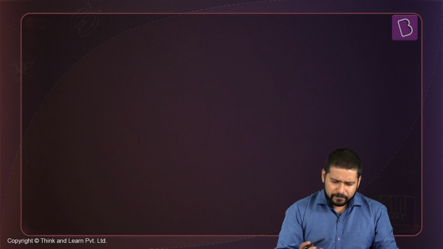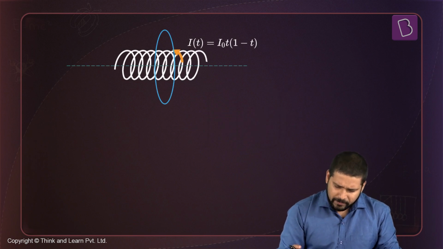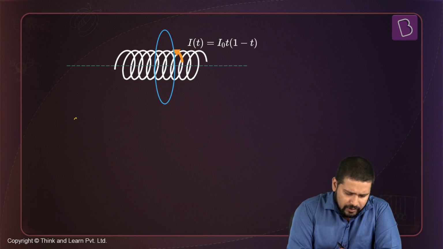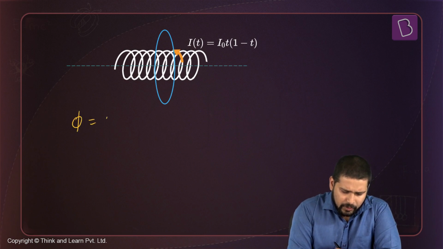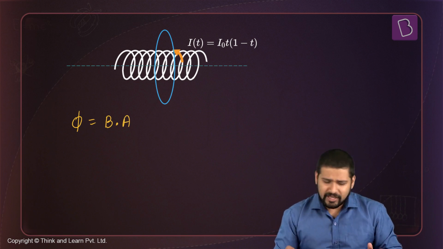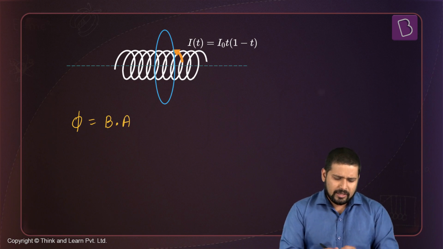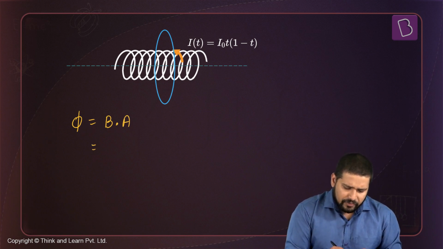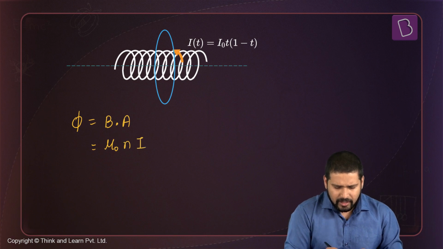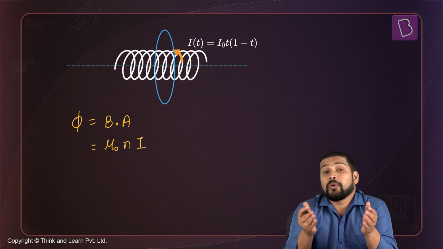So now if I think about it and if I need to write the value, I can say first of all flux phi is equal to B dot A. If phi equals to B dot A, then what we can say is I can write the value of B as mu naught times N times I, and area. What do I take the area?